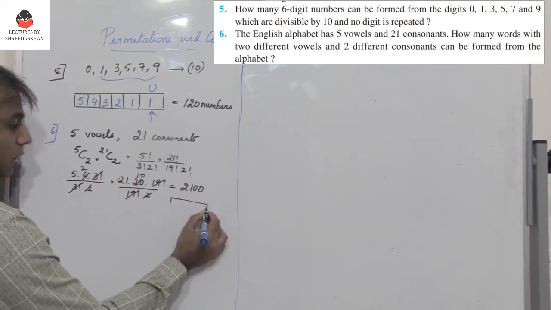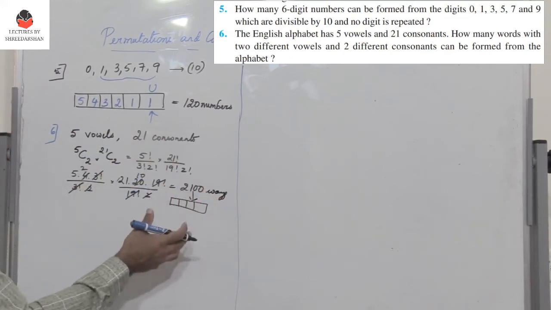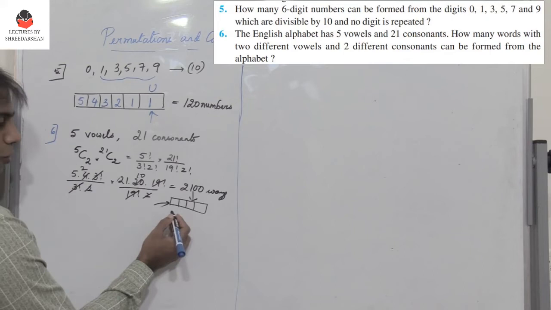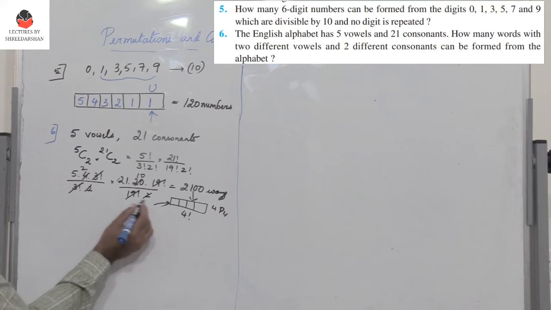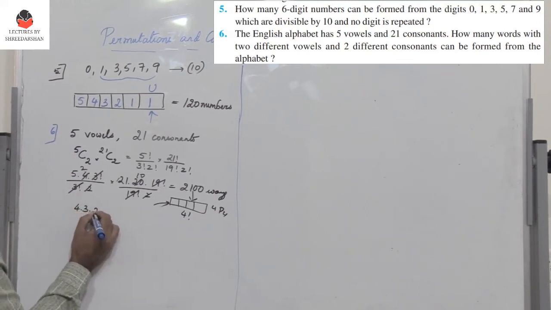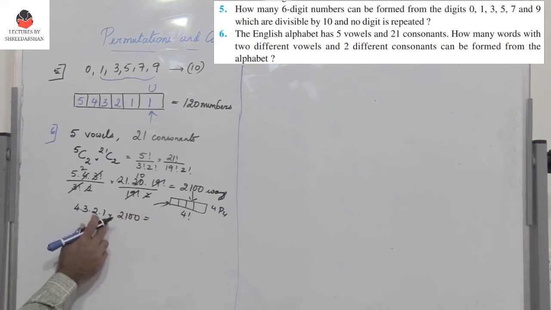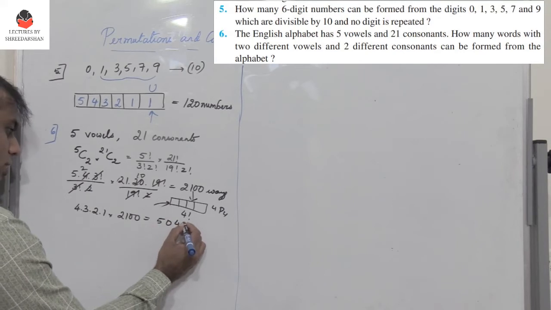So now you have the selection is 2100 ways, and these 4 alphabets. Now these 4 alphabets can be permuted in how many ways? They can by themselves be permuted in factorial 4 ways, that is 4P4. So it's going to be 4 factorial. So 4 factorial is 4 into 3 into 2 into 1 into 2100. So this is going to be 24 into 2100. So you get the answer as 50400 ways.